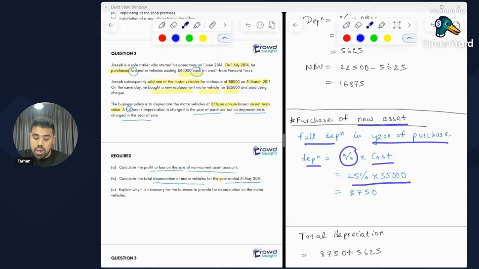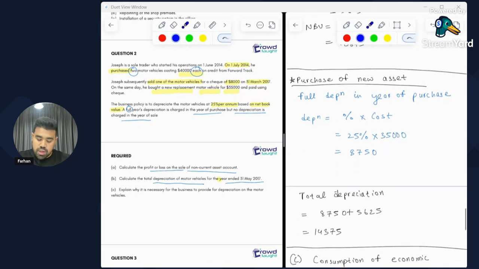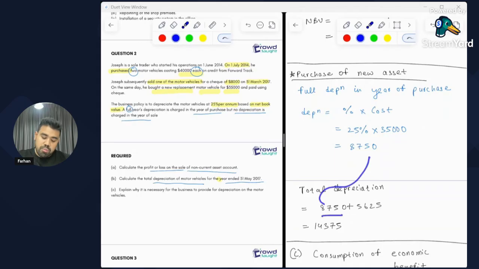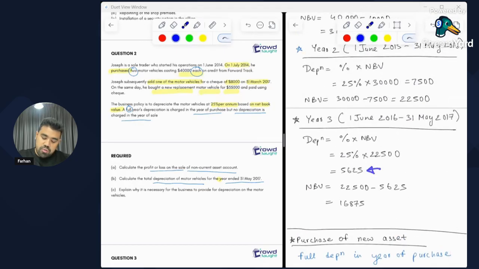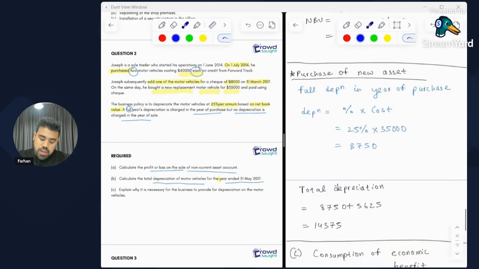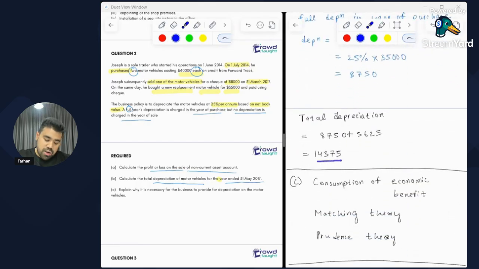So 25% multiplied by 35,000 leaves us with 8,750 as the full depreciation expense incurred for this purchase of the new asset, which we have consumed in this most recent financial year ended 31 May 2017. So altogether, the total depreciation for motor vehicles is 8,750, which comes from the new asset, plus 5,625, which comes from one of the old motor vehicles, which was still left behind, that we had calculated for year three. So altogether, the total depreciation is 40,375 for motor vehicles that we report in the income statement for the year ended 31 May 2017.